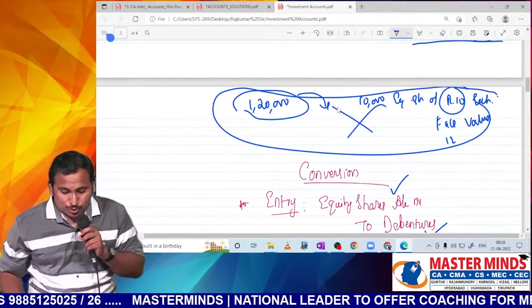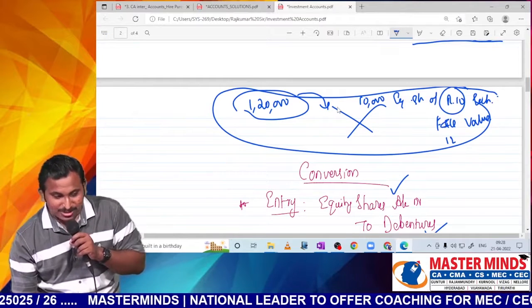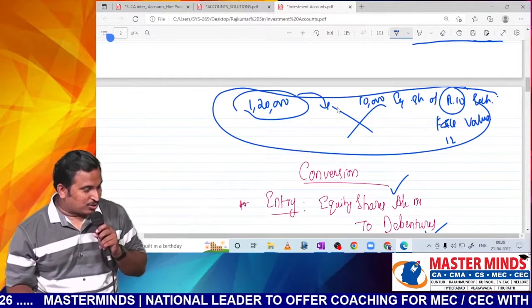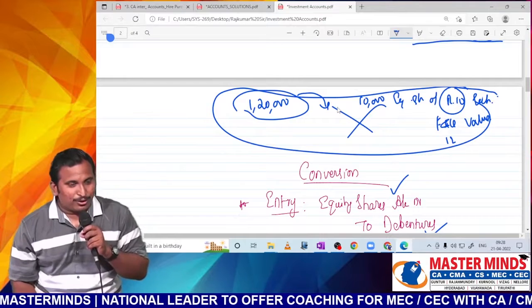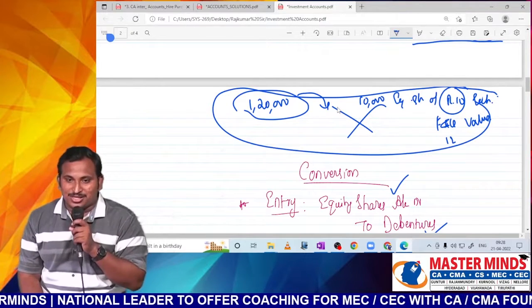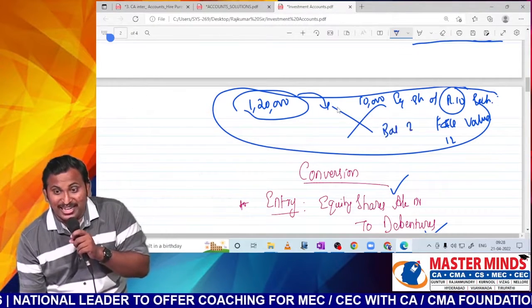Suppose there is any student who says, no sir, this 10 rupees is not face value, this is market value, then something else should be given in the question, that the balance 20,000 is paid in cash.